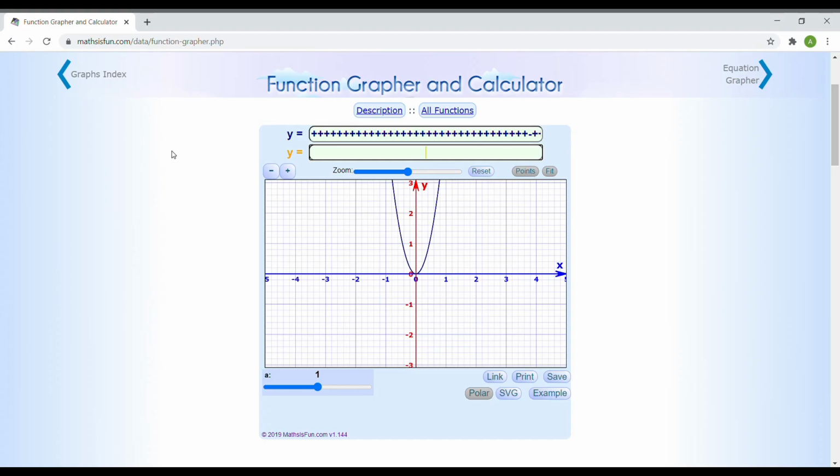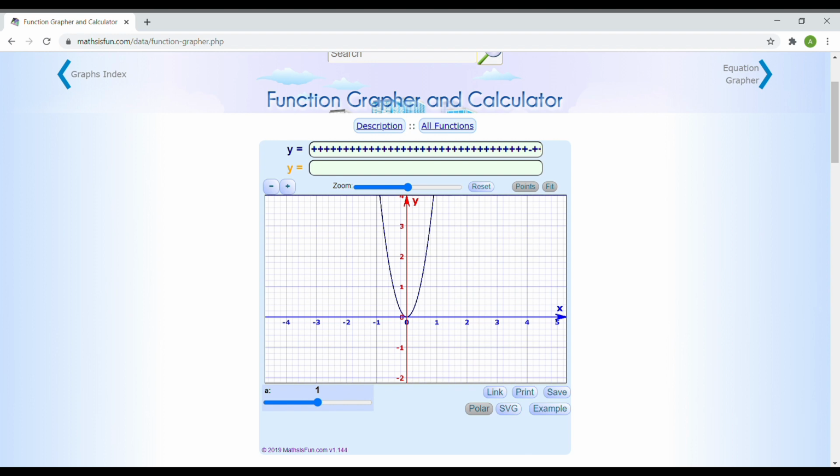Now we are using this graphing calculator, which is available at mathsisfun.com. If we consider any quadratic function, the graph of that will be a parabola. If the coefficient of x² is positive, it will be a U-shaped parabola, or if it is negative, it will be inverted. Let us see how. If we equate y with x² - 1, let us equate now. So x² - 1. This is the graph for x² - 1.